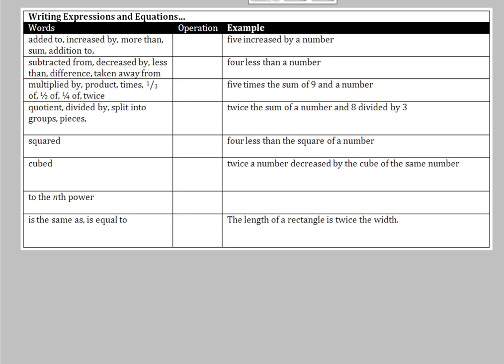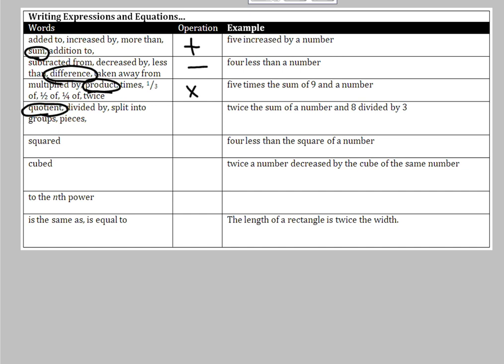Added to, increased by, more than, sum, addition to is going to be adding. Subtracted from, decreased by, that's going to be subtraction. Multiplied by, product, times, that's going to be multiplication. I'm circling these because that is what you call the answer in each operation.